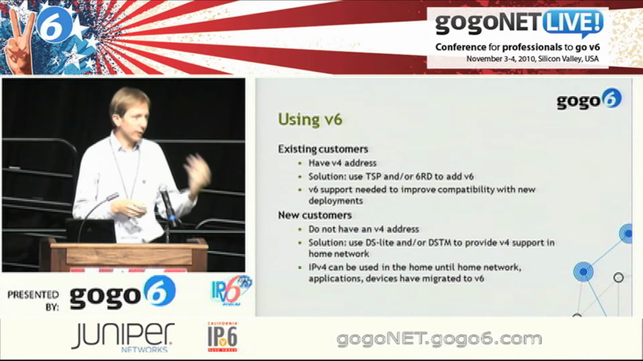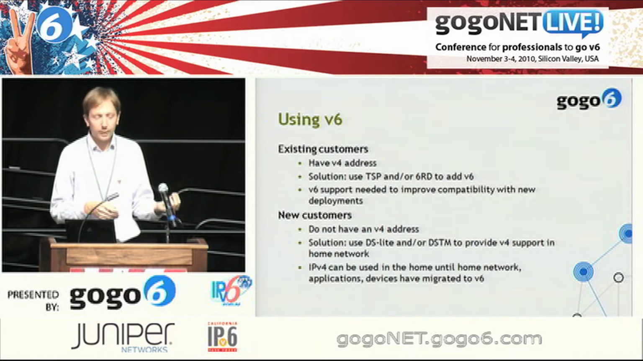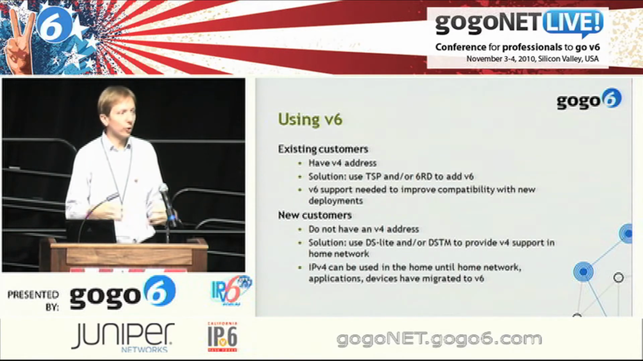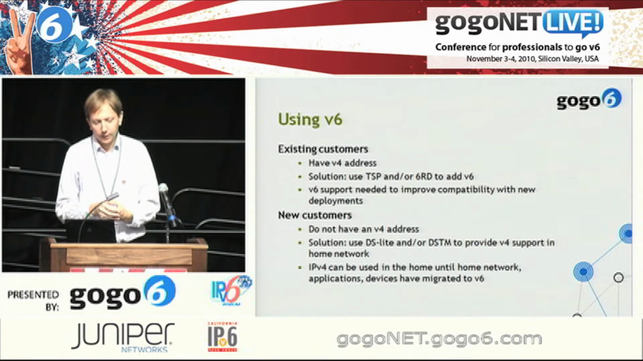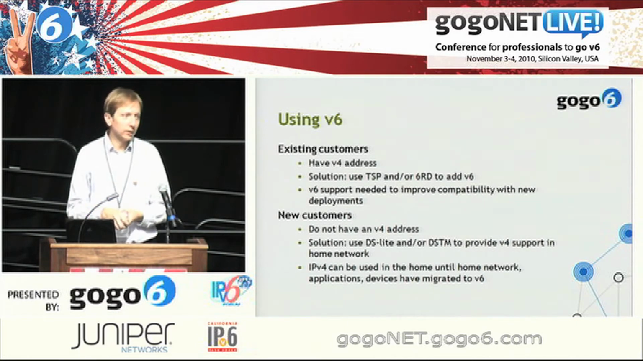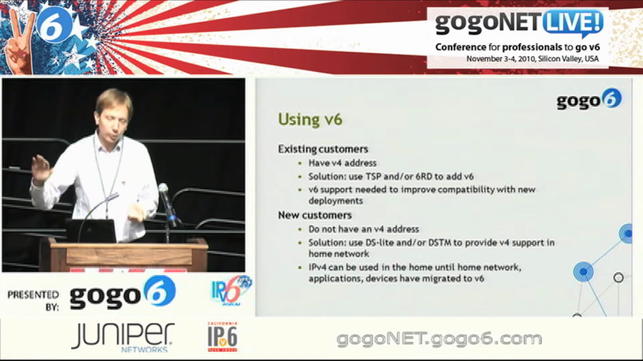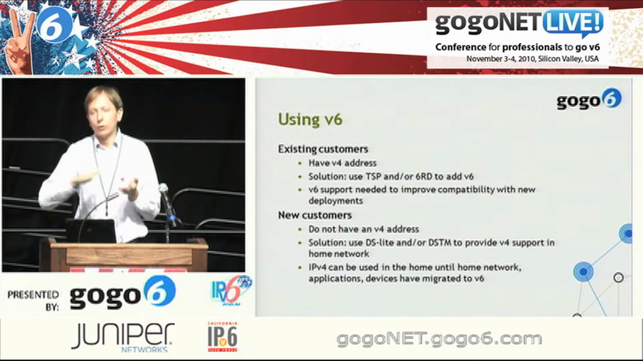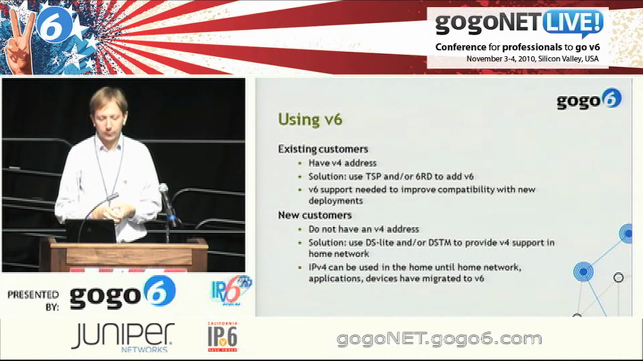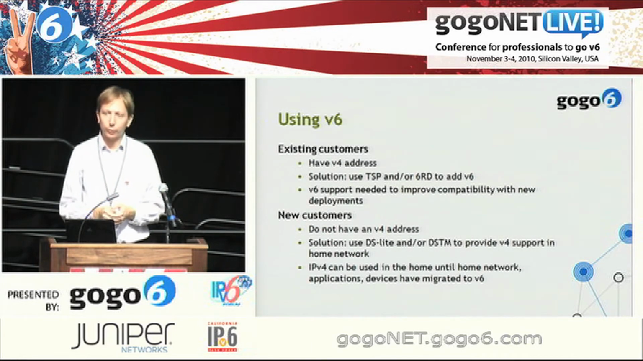Then we had new customers. When you build a new network, you don't have any more IPv4 addresses, so what do you do? My view of it is you build an IPv6 only network and you put IPv4 on top. Because we know that IPv6 is going to continue to grow and IPv4 is going to stay or diminish over time. For this, we have protocols like Dual Stack Lite or DSTM to do it.